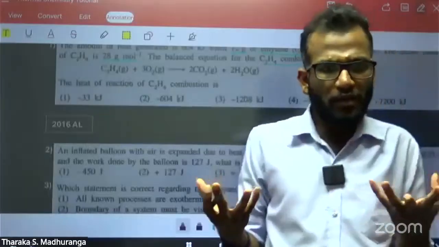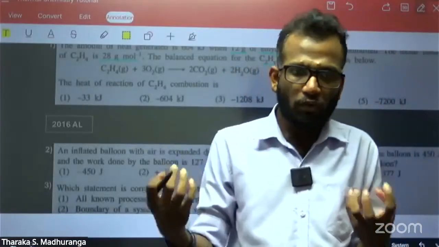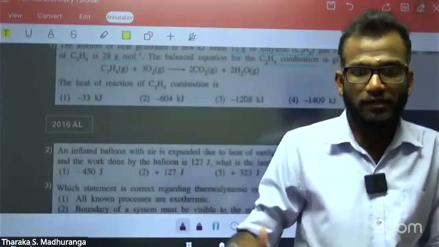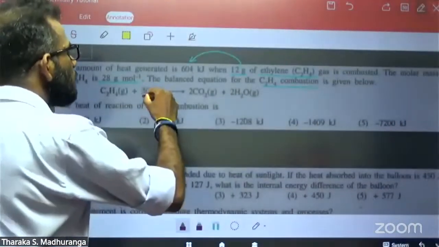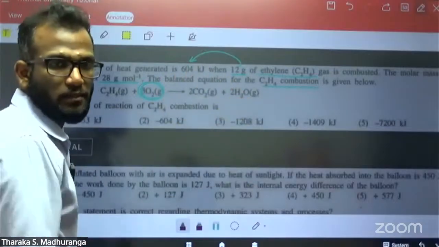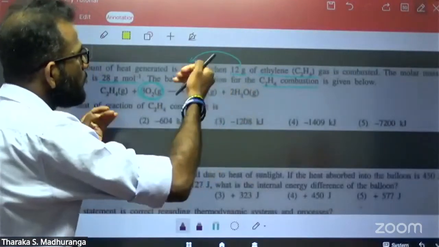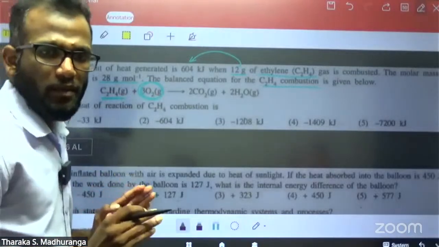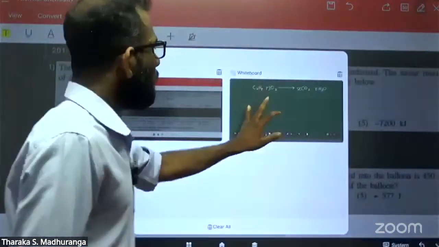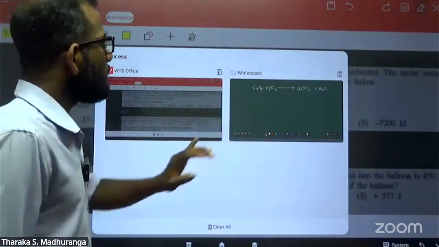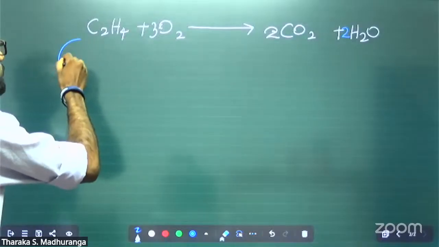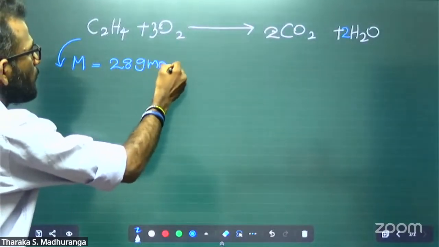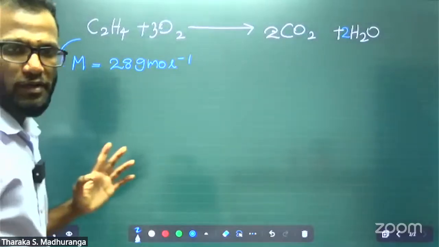Remember, if any matter reacted with oxygen, that means burning reactions, oxygen is always in excess. Because oxygen is not limited. If it is oxygen limited, it is not burning. The question says fully burning, so oxygen is in excess. Then you only need to consider ethylene. The ethylene molar mass is given: molar mass of ethylene 28 g mol^-1.